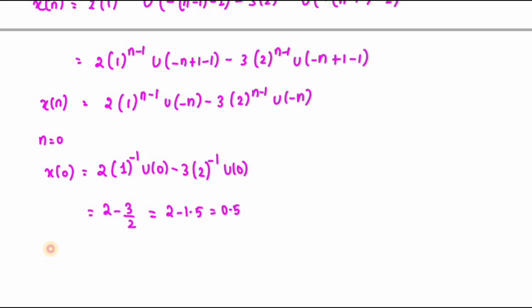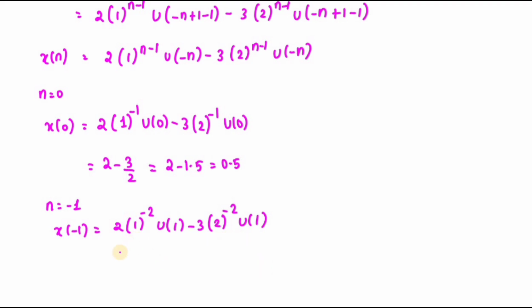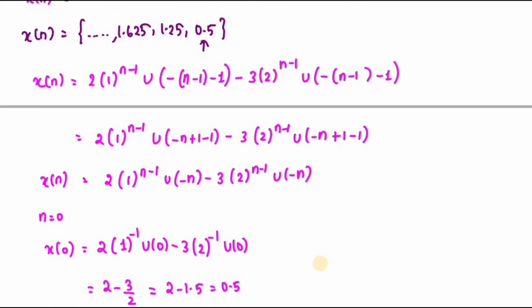So now I am going to substitute n is equal to minus 1. So x of minus 1 is 2 power 1 power minus 2 u of 1 minus 3 into 2 power minus 2 u of 1. U of 1 value is 1 only. So 2 minus 3 divided by 1 by 4. Okay. So 2 minus 3 divided by 4. That is 5 divided by 4. 5 divided by 4 is 1.25, right? So 1.25 for x of minus 1.